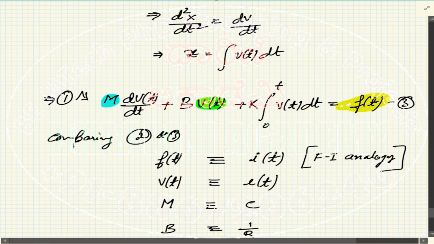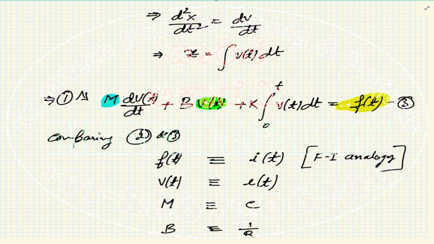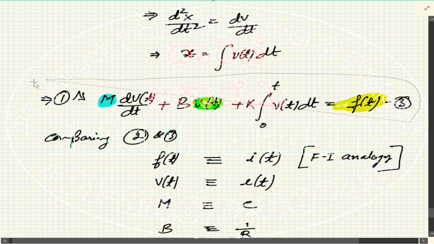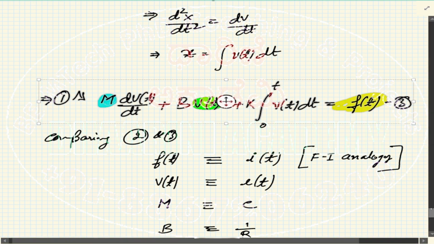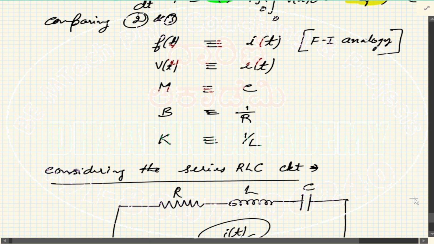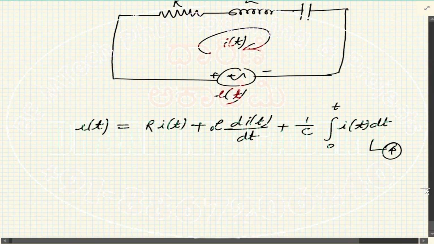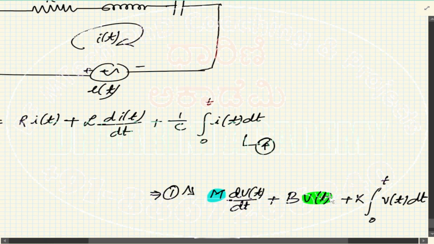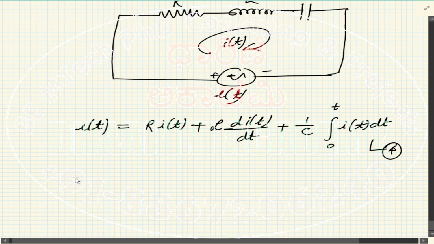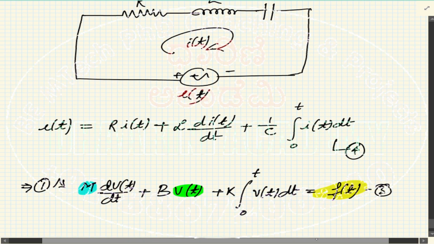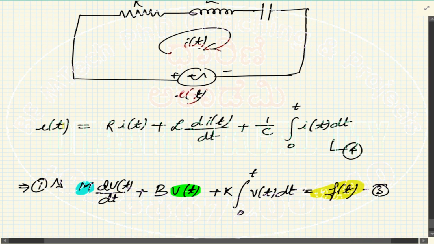Once again I'll copy equation number 3, because it's already in the required format. Now we just have to compare and write the equivalents. So f of t becomes equal to E of t, which is a voltage. So force is equal to voltage, and I can see the m into dv by dt, so M is now equivalent to this.